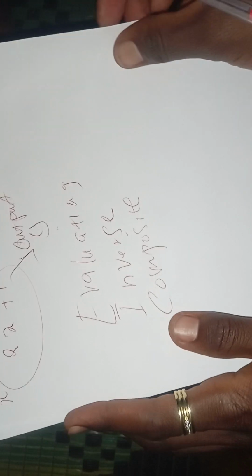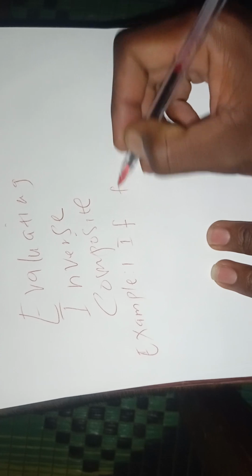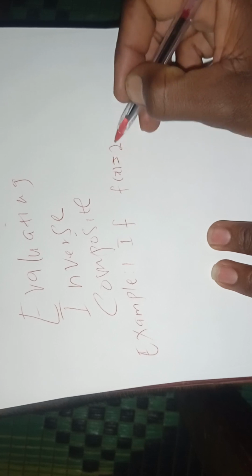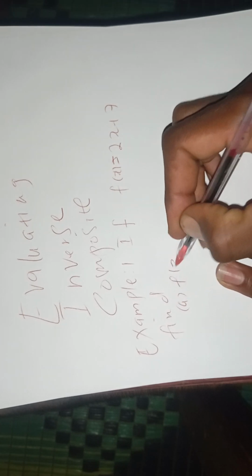So starting with evaluating functions, we are going to look at example 1, which will be: if f of x is equal to 2x plus 7, then find a, f of 3, and then b, f of negative 2.